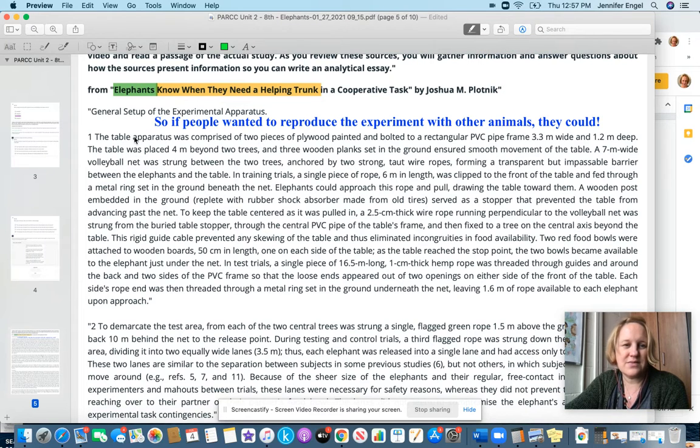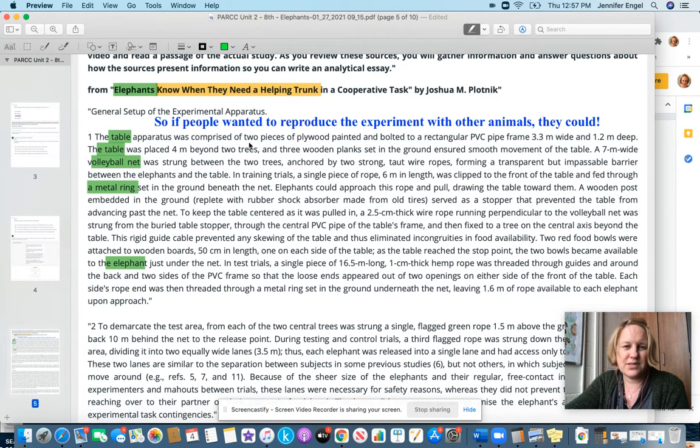Okay, so we have some sort of table. That's the what? The table. Okay, there's volleyball nets. There's metal rings, blah, blah, blah. Here's an elephant. Okay. So now we need to look at does what.